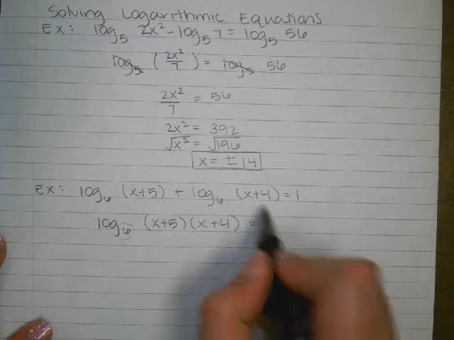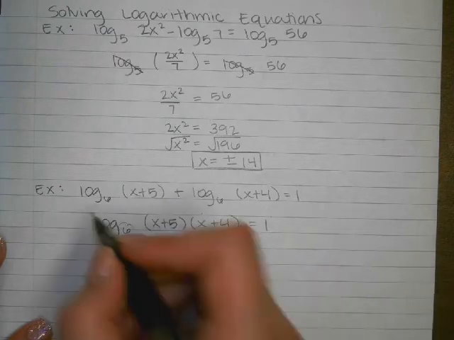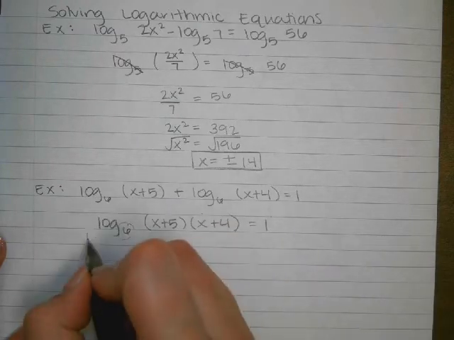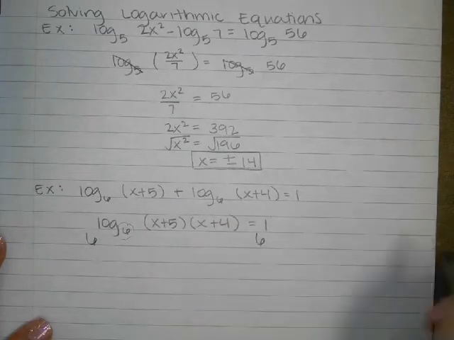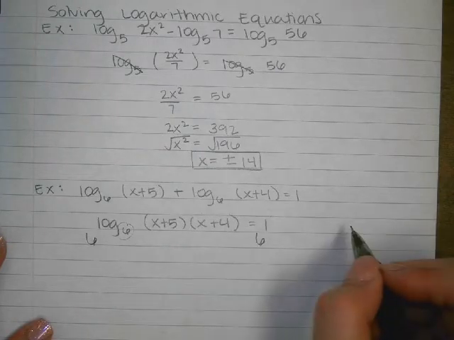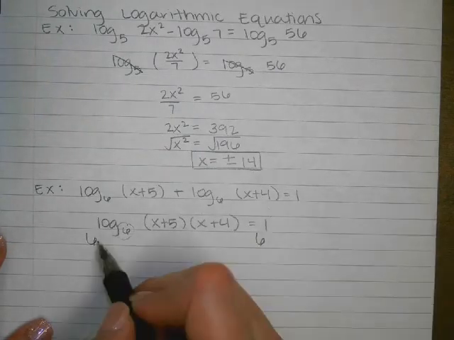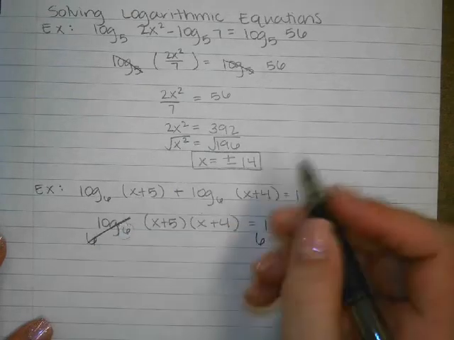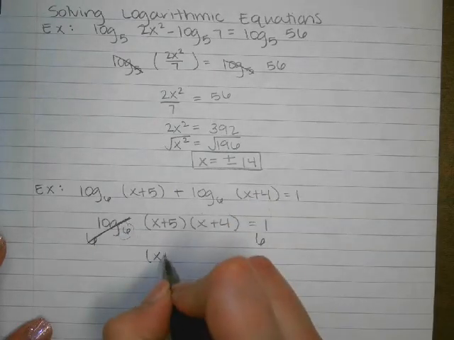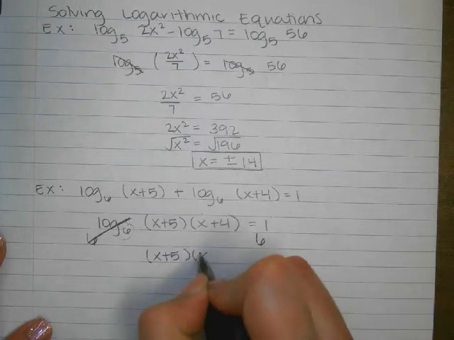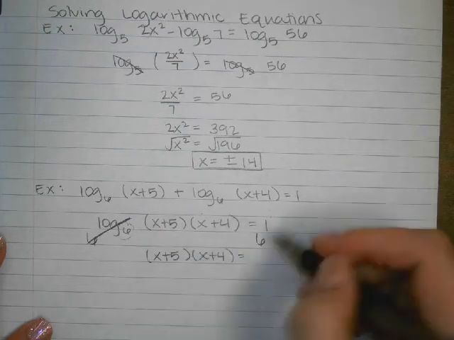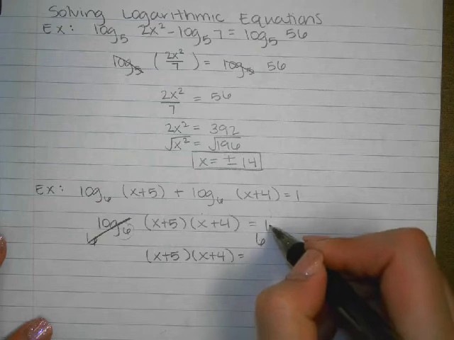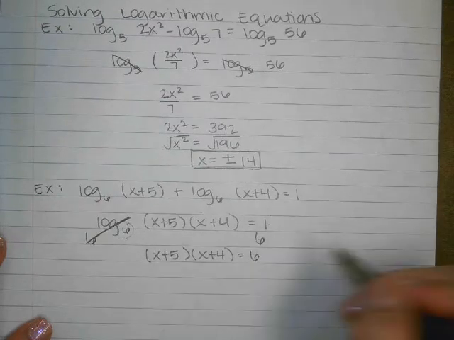6 to the first power equals this stuff. Exponentiating would mean I'm going to put a base of 6 on the left side of the problem and a base of 6 on the right side of the problem. So 6 to the log base 6, those are inverse operations, so they cancel. And that gives me x plus 5 times x plus 4 equals 6 to the first power. 6 to the first power is 6.